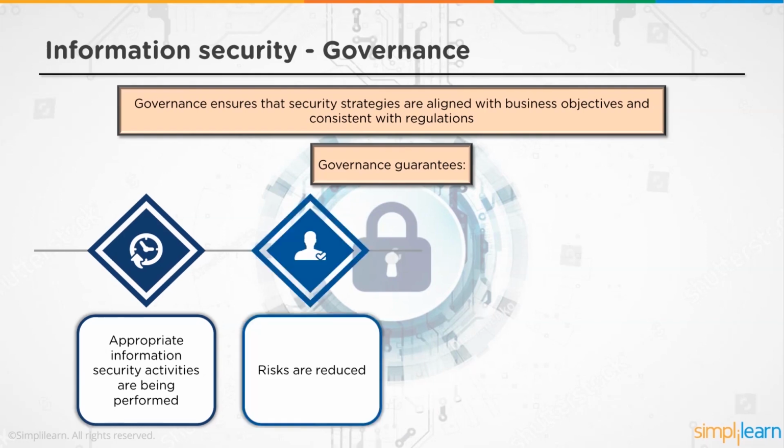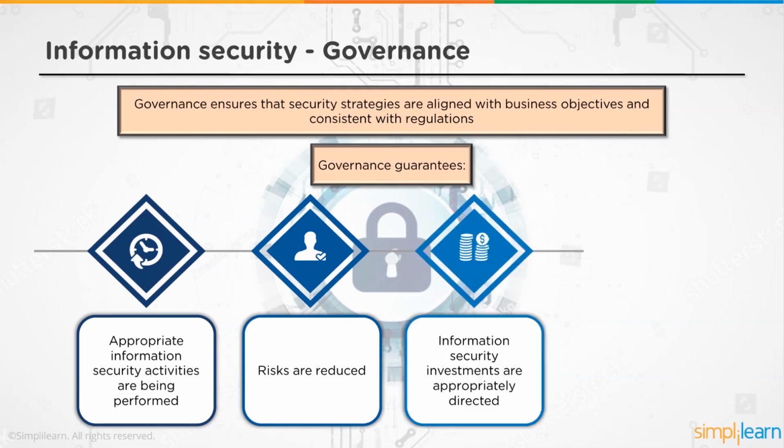The risks being reduced, so risk management also comes under governance, where you're looking at newly identified risks and you're then implementing security controls that would mitigate these risks. Then we're looking at information security investments appropriately directed. So when I say I want a security control, which would be a firewall, IDS, IPS, antiviruses, whatever is required, it needs to have a return on investment which is acceptable for the organization.